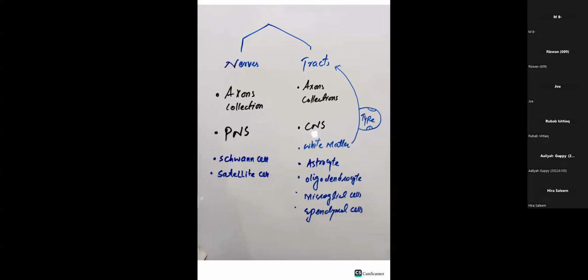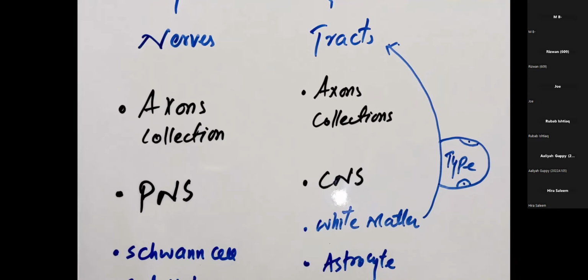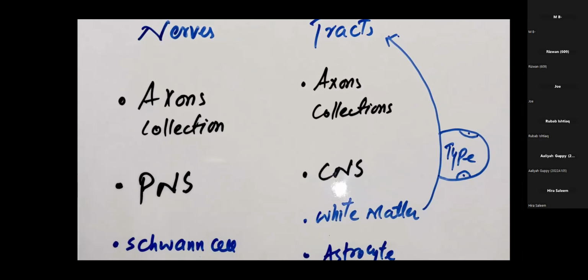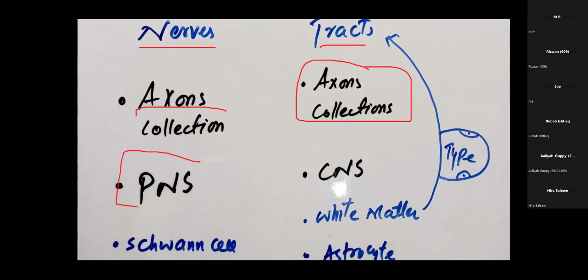Then the other thing is, what are nerves and tracks? It's very important to know the difference between nerves and tracks. The basic difference is that nerves are a collection of axons and tracks are also a collection of axons. But why do we call them nerves and tracks? The collection of axons in the peripheral nervous system, we call nerves. And the collection of axons within the central nervous system, we call tracks.